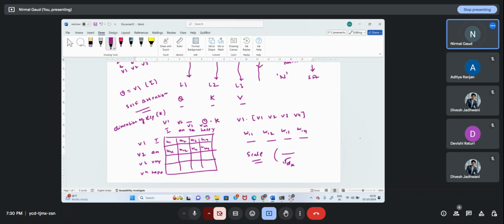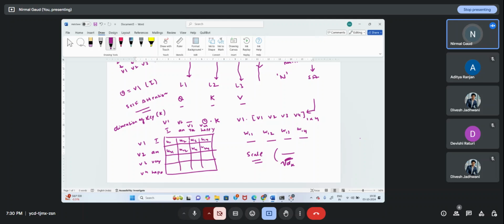Okay, so that's what you have to take, under root of dk. Sir, what is this dimension? What is the key here? Okay, this is 1 cross 4 I am taking now. Let us say 4.